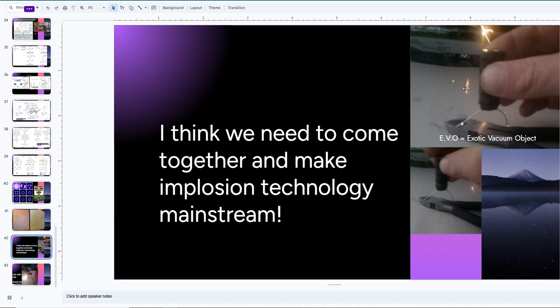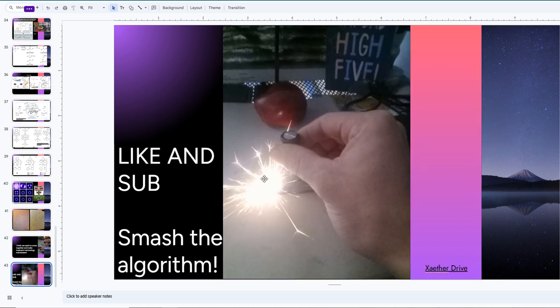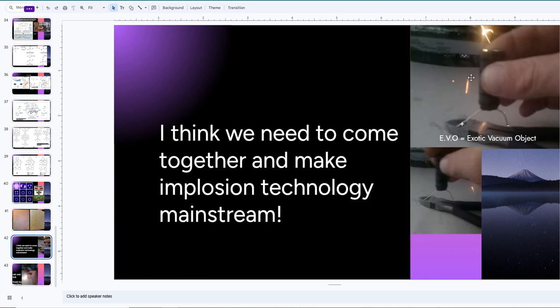So, exotic vacuum object is EVO. Kind of interesting EVOs here. This was going up, and now it's going around from the negative to the positive, from these two through and on to here. So what you see is likely just this big bang, but sometimes at the right timing you can capture something that you wouldn't normally capture.